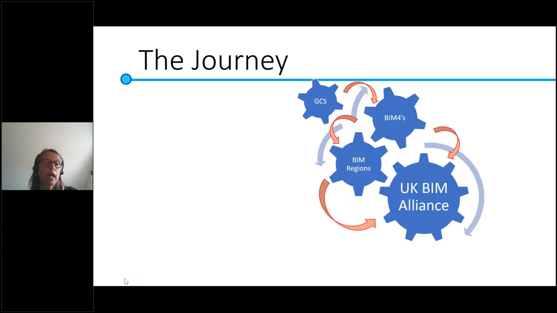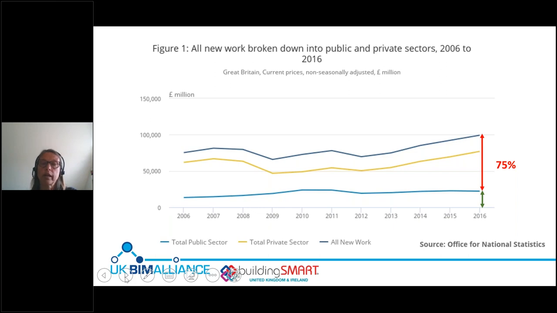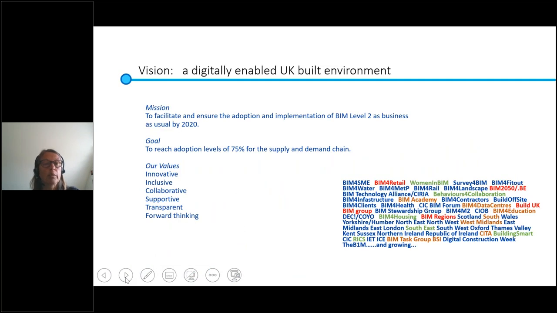And at that time, because the UK BIM Task Group was essentially moving on to whatever BIM level three would be with Digital Built Britain, we were then asked as the BIM regions and BIM4s whether we could take on responsibility for taking on the BIM implementation journey. So some of you may recall that we came together and we decided what we would do is to set up the UK BIM Alliance. And one of the things we recognised was that we had a massive job to do to actually engage the private sector, looking at maybe 75% of all new work coming through the private sector.